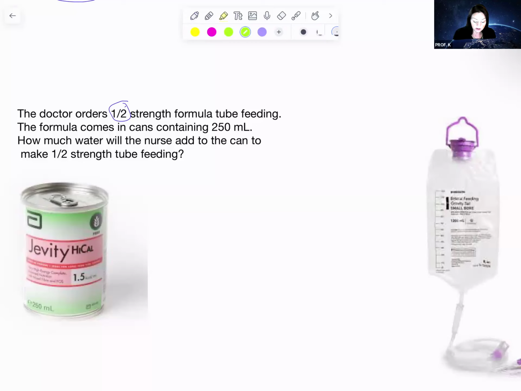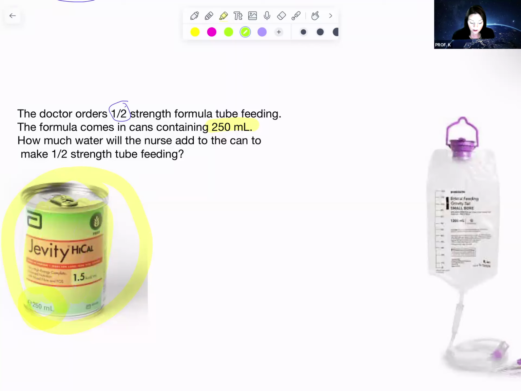And the can in the pantry right here is what it might look like. It's full strength, and it has 250 milliliters in it. So the doctor says, I want you to give your patient formula feeding, but only give half strength. That basically means you have to dilute it. You have to dilute this full strength formula because maybe it's too harsh on the stomach for the patient right away.